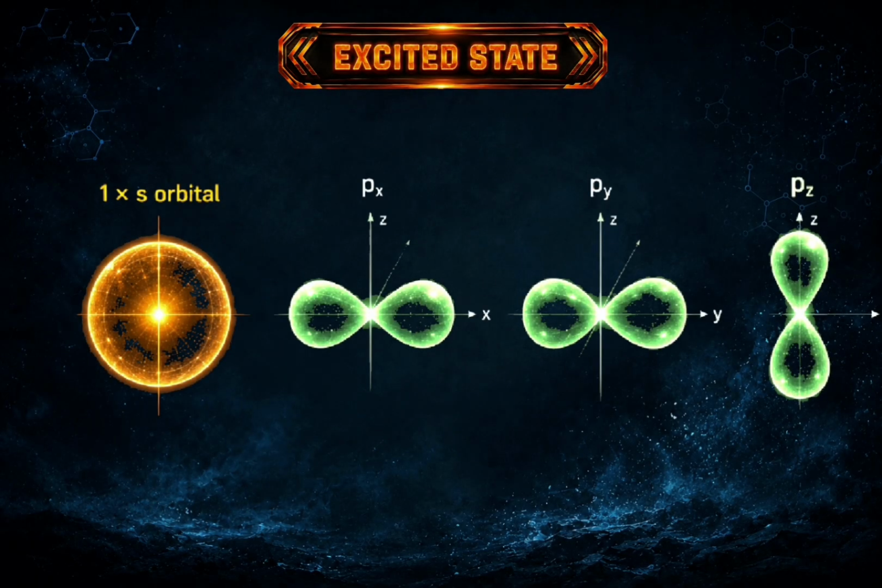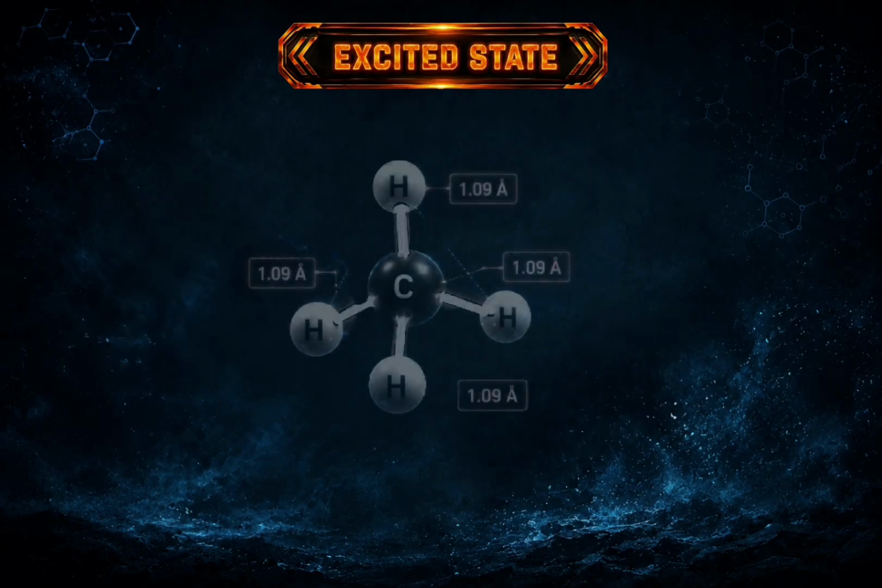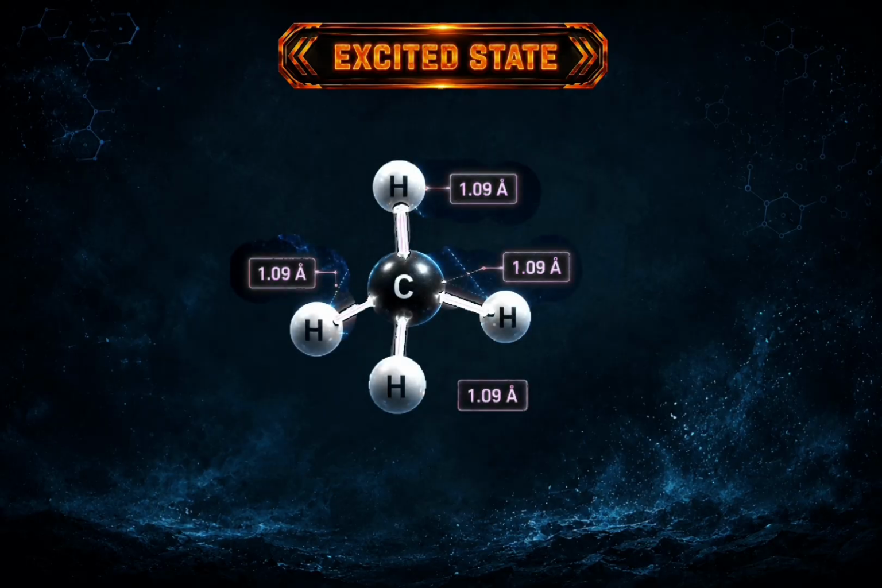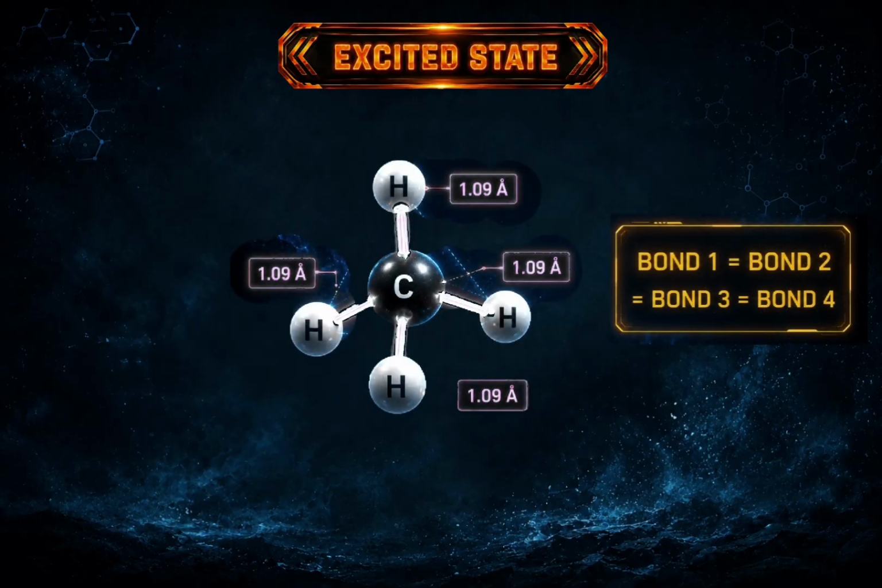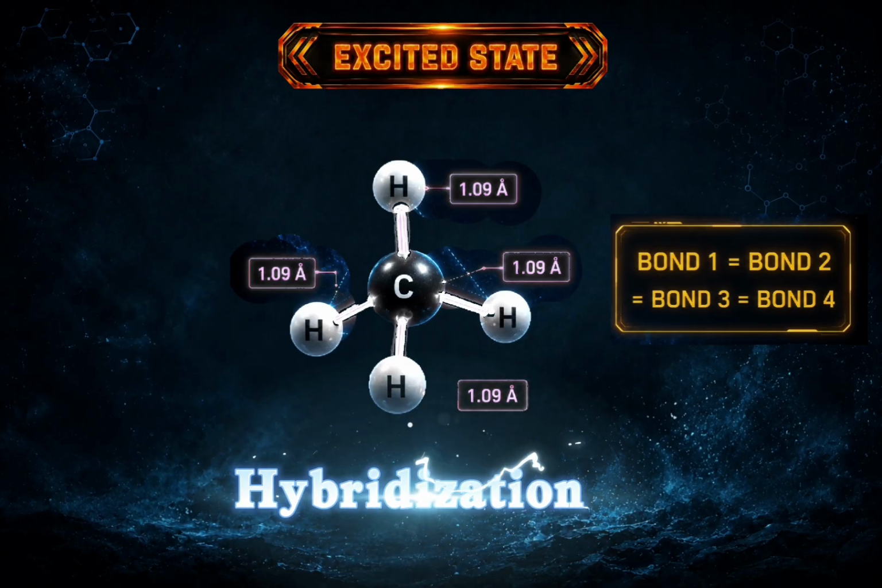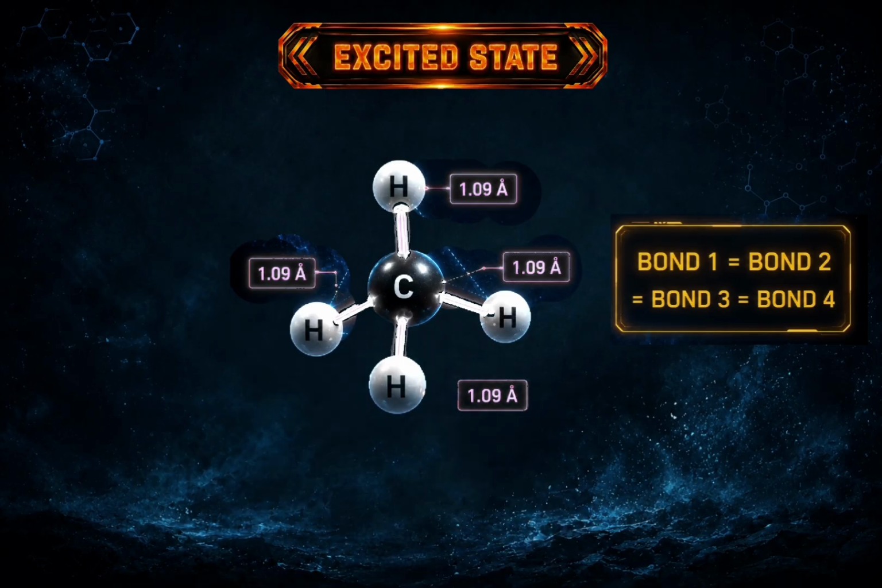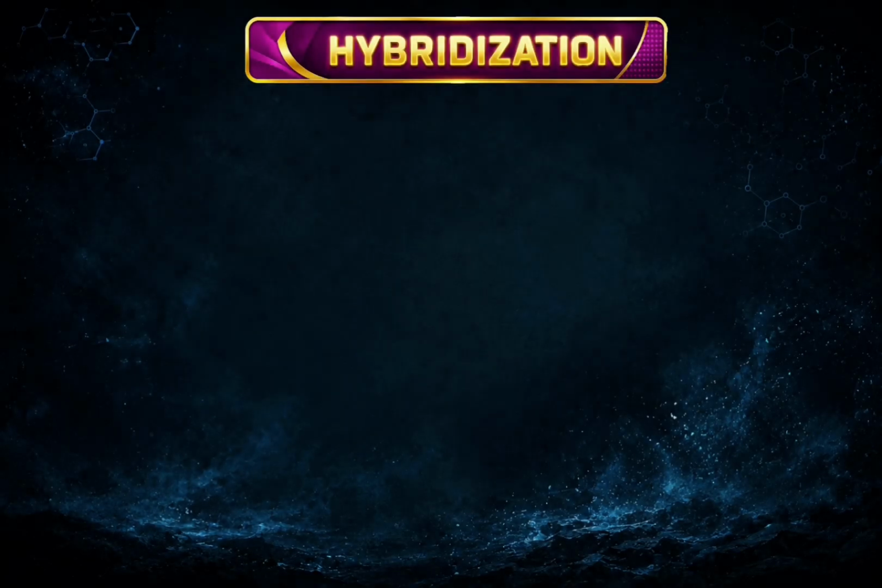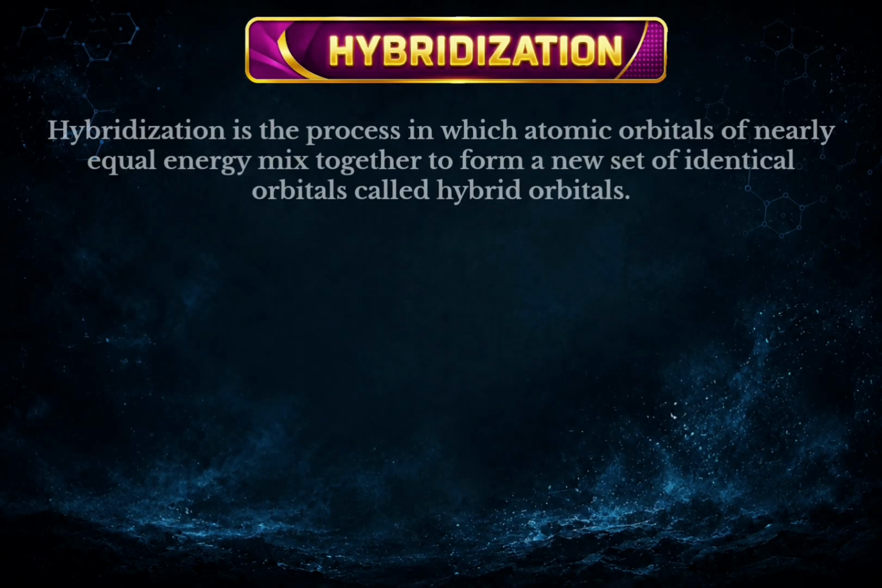These 4 orbitals are not identical. One is an s orbital, while the other 3 are p orbitals. So if the orbitals themselves are different, why are all 4 carbon-hydrogen bonds in methane exactly the same length and exactly the same strength? The answer lies in a remarkable process called hybridization, and that's exactly what we're going to explore now. So, what exactly is hybridization? Hybridization is the process in which atomic orbitals of nearly equal energy mix together to form a new set of identical orbitals called hybrid orbitals.